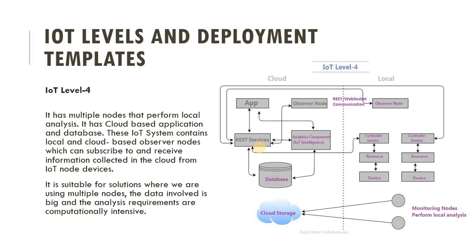This IoT system contains local and cloud-based observer nodes which can subscribe to and receive information collected in the cloud from IoT node devices. As you can see, this observer node is connected with the REST service, so it will observe the data that is received or collected at the local service or at the cloud. It is suitable for solutions where we are using multiple nodes, the data involved is big, and the analysis requirements are computationally intensive. At that time you can use this IoT level 4.